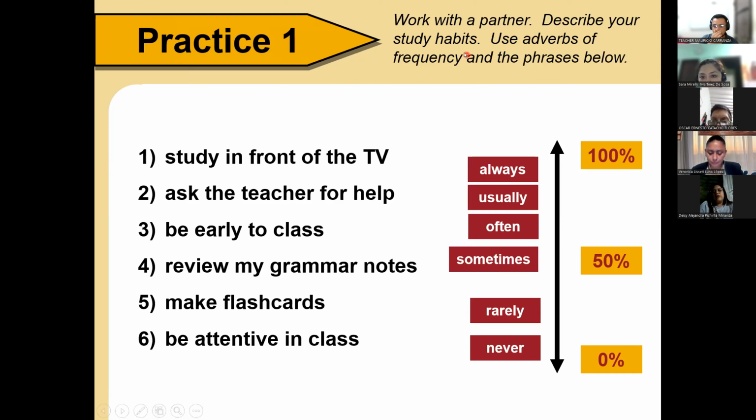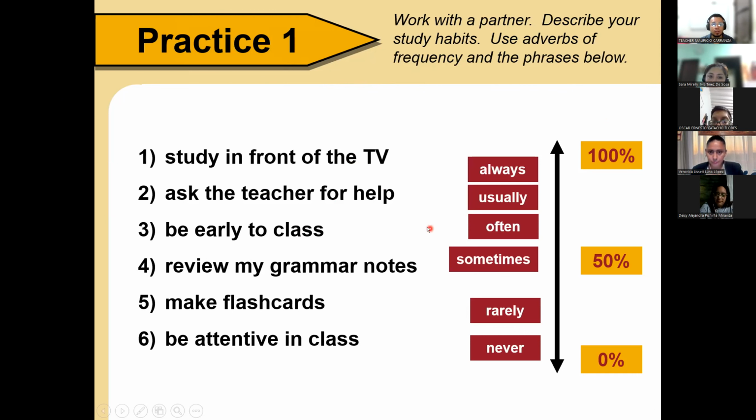I never study in front of the TV. Yeah, that's a good study habit, right? If you study in front of the TV, no, it's not good. Nice. So I never study in front of the TV. Nice, Stacy, thank you. What about the number two?